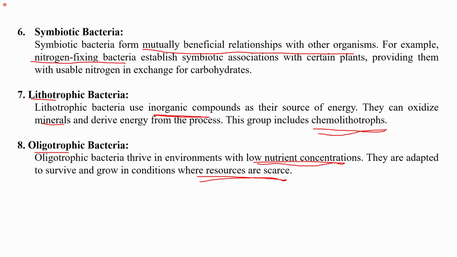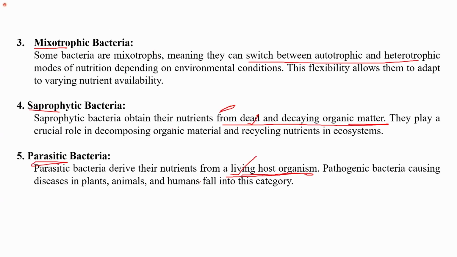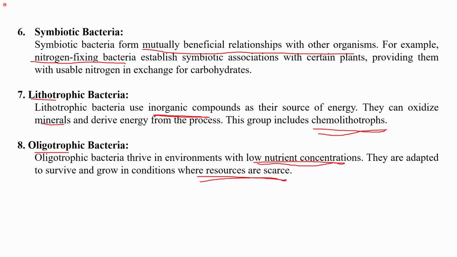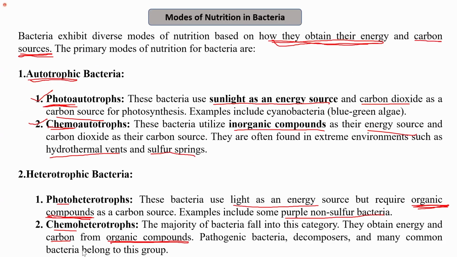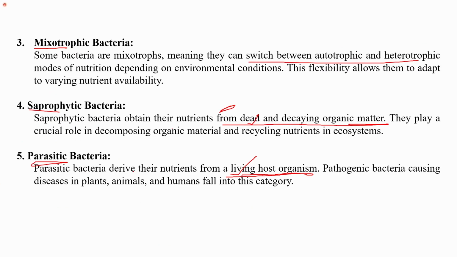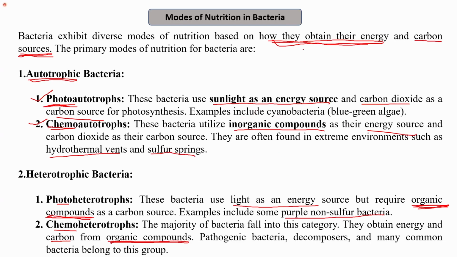So these are oligotrophic bacteria. So we can see that saprophytic, parasitic, symbiotic, lithotrophic, oligotrophic are mainly a type of bacteria that we can broadly put into the heterotrophic bacterial condition, right? So these are different modes of nutrition, and the most important point is they are defined on the basis of how they obtain their energy and what is their carbon source, right? So based on which they are further classified.